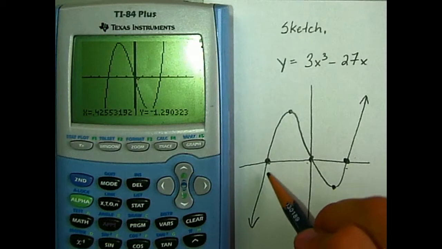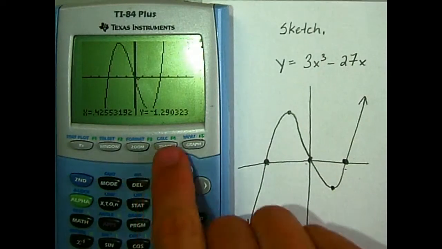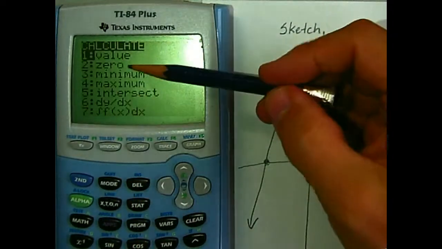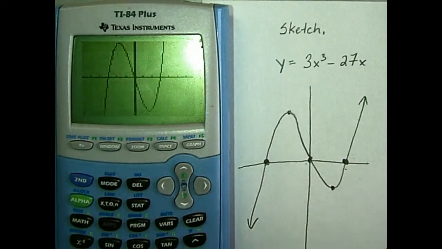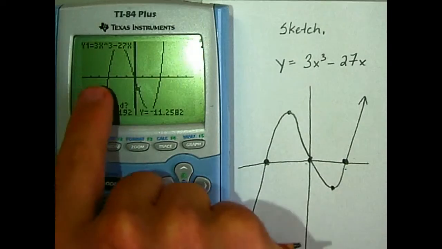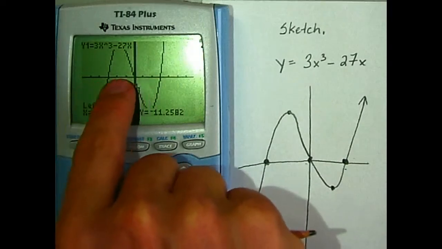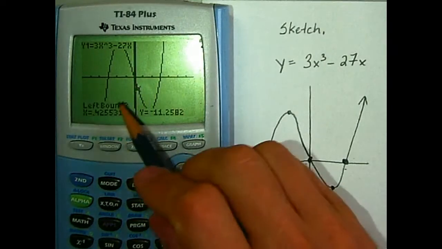To find each of the zeros, I'm going to go second, trace, and I'll tell the calculator to find me a 0. Okay, so go down to number 2 and 0. We're going to look for this one right here. I can see that this is at, looks like minus 1, 2, 3, looks like minus 4. So I want my cursor on a left bound.